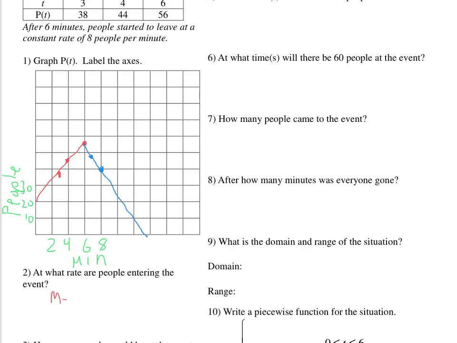So m is going to be the change in y, so 44 minus 38, over the change in x, which is 4 minus 3. If I do the math there, 44 minus 38 is 6 over 1, which is 6 people per event. Sorry, people per minute. I said that wrong. So this line is growing at a slope of 6. And we said earlier this is a -8 slope. So that's kind of important. Alrighty, looking good here. So again, this is 6 people per minute.